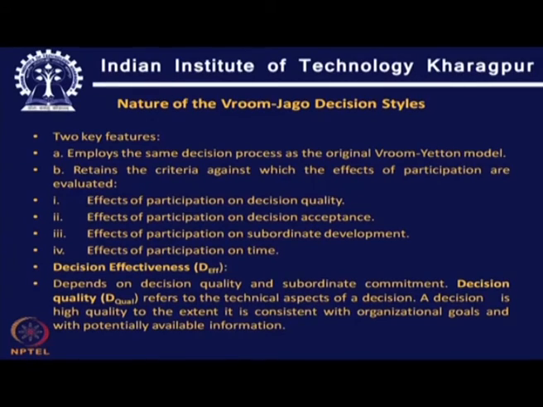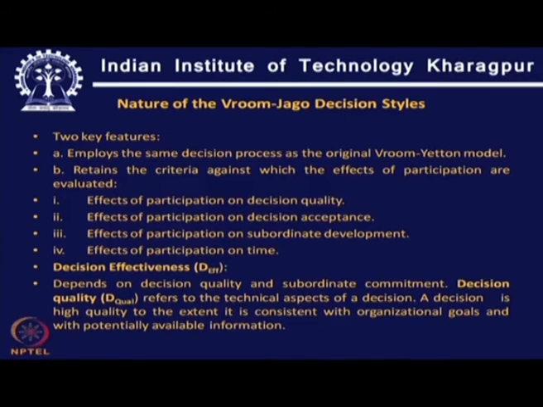Two key features of this model are that it employs the same decision process which is there in the original Vroom-Yetton model, and retains the criteria against which the effects of participation are evaluated. So, it is on decision quality, decision acceptance and subordinate development, and participation time. Decision effectiveness depends on decision quality and subordinate commitment.